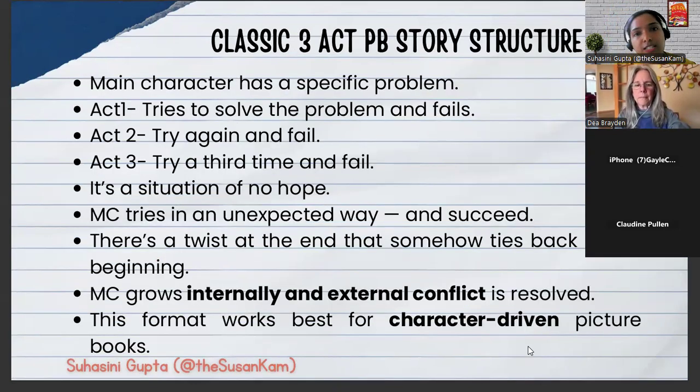Then finally, we have the classic 3-act picture book structure, which is also called the traditional structure. In this, usually the main character has a specific problem and tries to solve it in three acts and then fails. Then it's a situation of no hope. Finally, in an unexpected way, the main character resolves it. Then there is a twist at the end, and somehow it ties back to the beginning. So along the process, the main character has grown internally and also resolved the external conflict. So this is mostly good for character driven picture books.